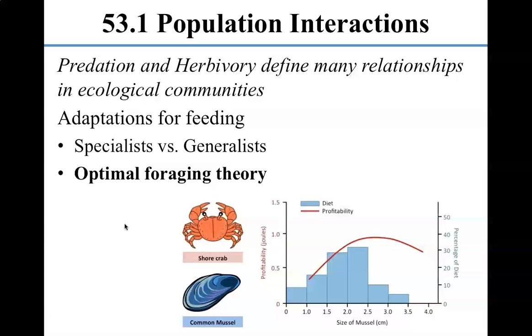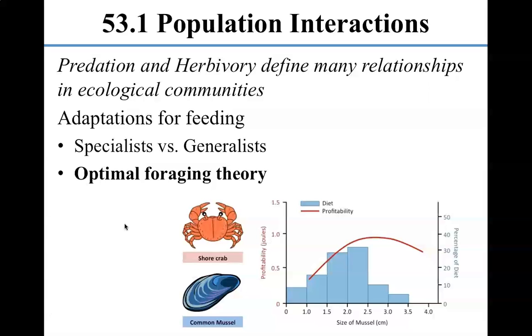So this leads to optimal foraging theory. Optimal foraging theory is just a theory that predicts that an animal's diet is a compromise between the costs and benefits associated with different types of food. In other words, every animal is going to eat the types of food that are best for them, that give them the highest profit. So look at this graphic that I pulled off Google.